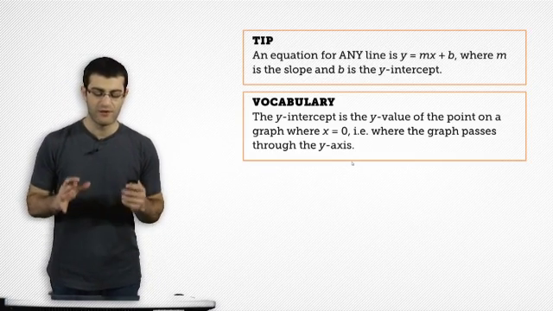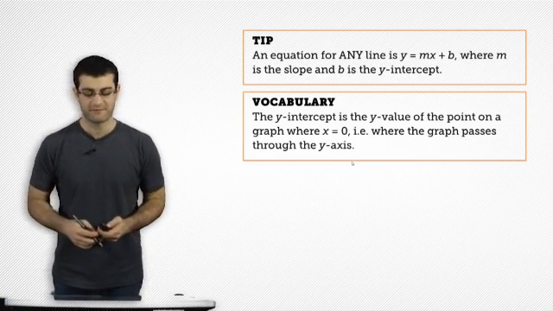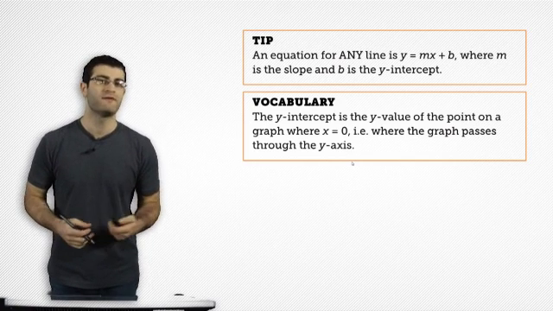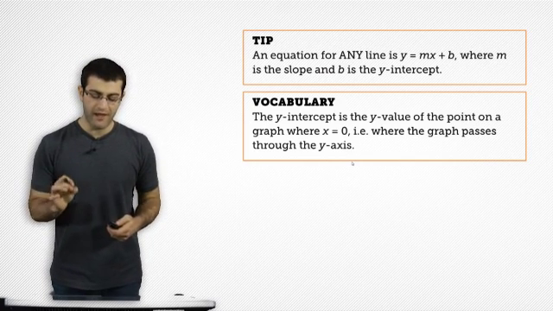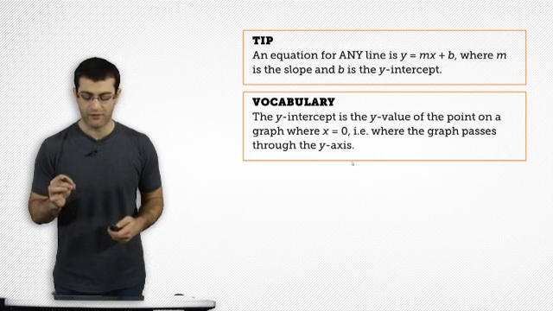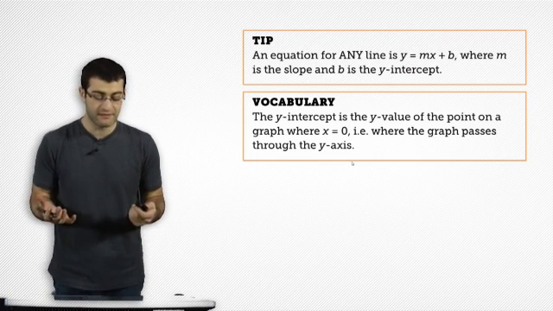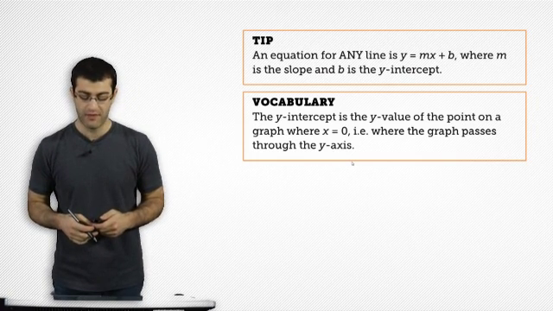So just keep in mind, an equation for any line is y equals mx plus b, where m is the slope and b is the y-intercept. And remember that the y-intercept is the y value of the point on a graph where x equals 0, basically where the graph passes through the y-axis.